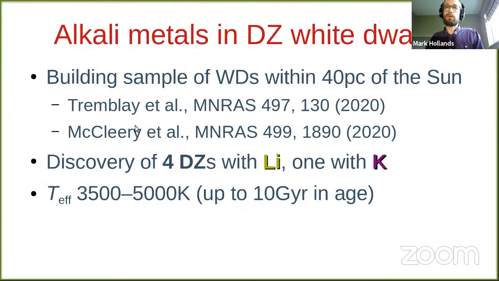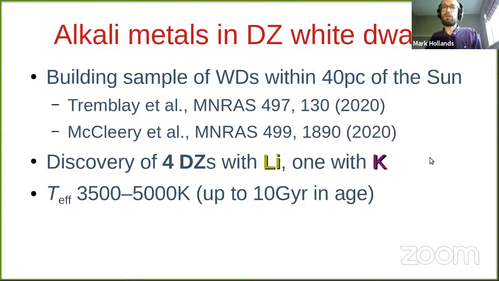where we discovered some cool white dwarfs with these alkali metals, lithium and potassium in their atmosphere. Also sodium, but we see that in a lot more objects anyway, because that's already a large component of planetary material. But the reason we were able to find these objects is we were building a sample of all white dwarfs within 40 parsecs of the sun, and actually we're still working on that. But the preliminary results for the Northern Hemisphere were published by Tremblay and McCleary et al. last year. And in the process of doing this, obviously we inspected lots of different objects and their spectroscopy.